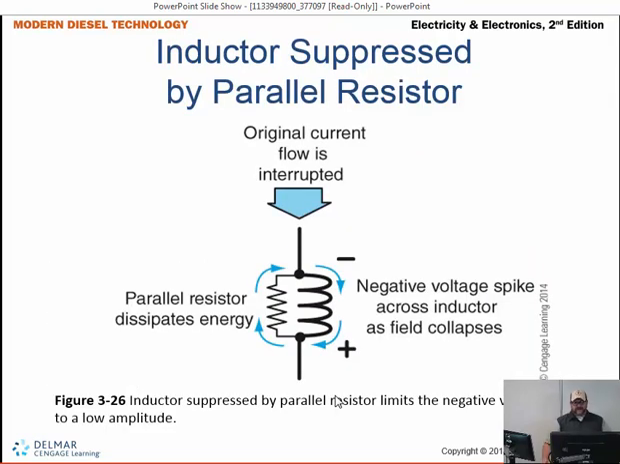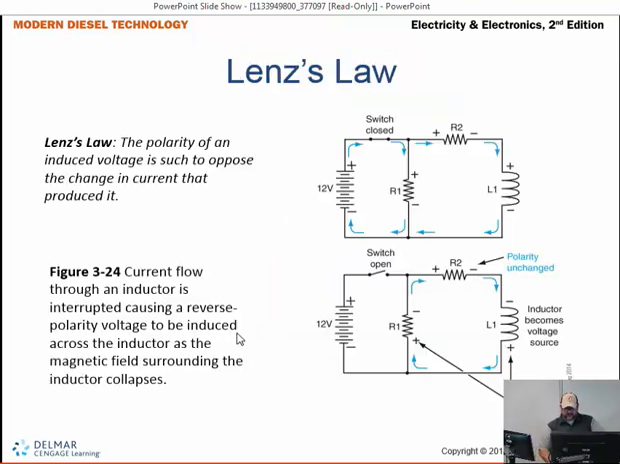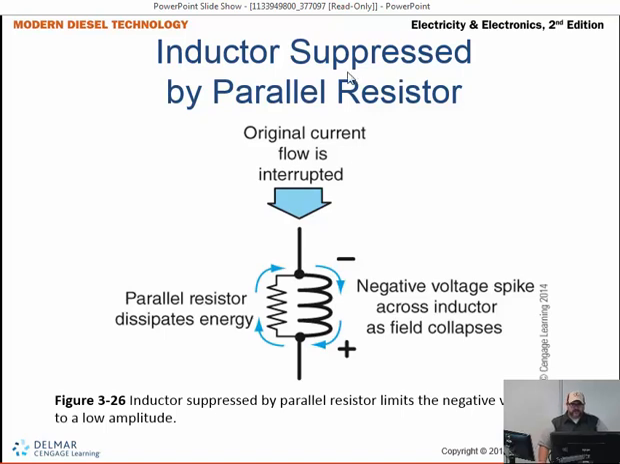All right, inductor suppressed by a parallel resistor, and this is exactly what we looked at in this circuit. That's what we're basically doing here: we're suppressing that voltage spike. We're managing it. So the inductor is suppressed by a parallel resistor. The original current flow is interrupted, right? So we were going through this way. Now this is a parallel circuit, so we had voltage flowing this way through and down, and voltage flowing this way through and down. And now we've interrupted the current flow. So now this electromagnet, this inductor here, its field's going to collapse, and we need to manage that.